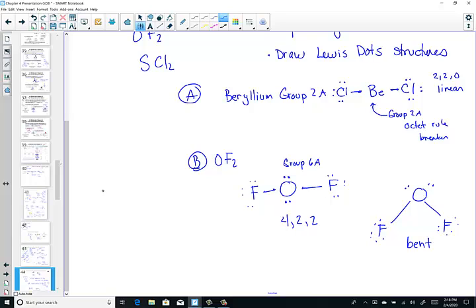The other one we were given, SCl2, and friends, that's going to be identical to OF2. Oxygen and sulfur live in the same family, don't they? They both have 6 valence electrons. So when I draw sulfur, it will also have 6 valence electrons, giving me 2 bonds, 2 sets of dots. And this structure ends up to be just like OF2, where it's a bent molecular geometry.